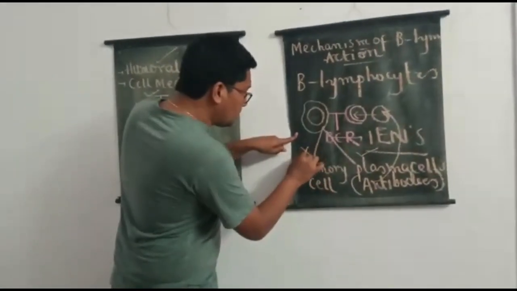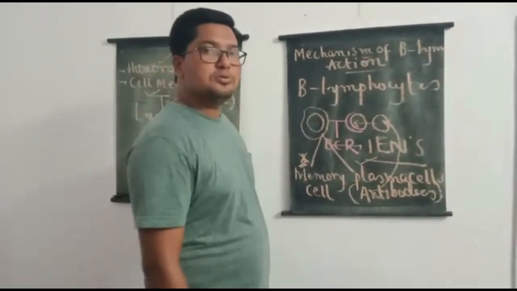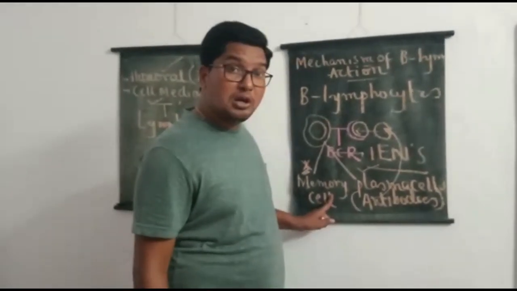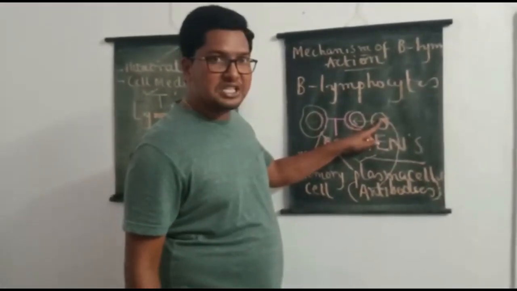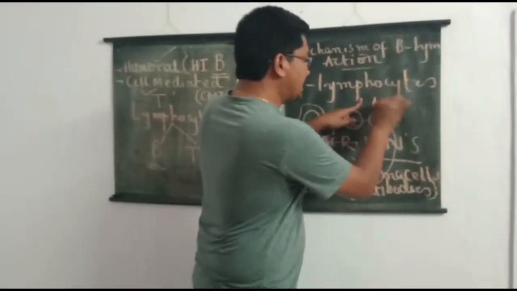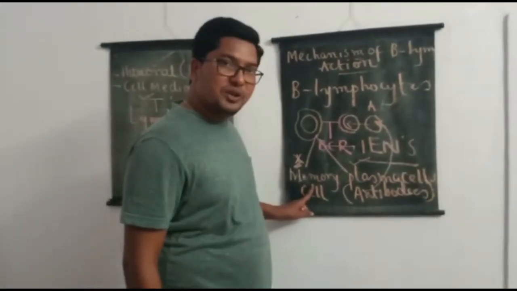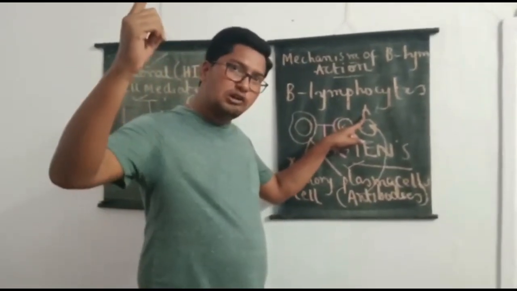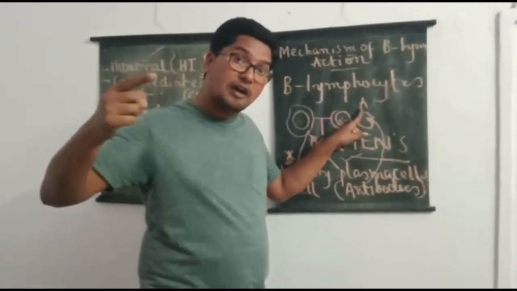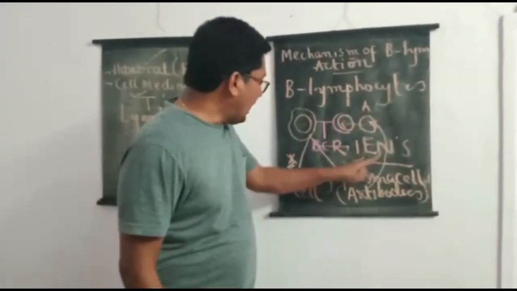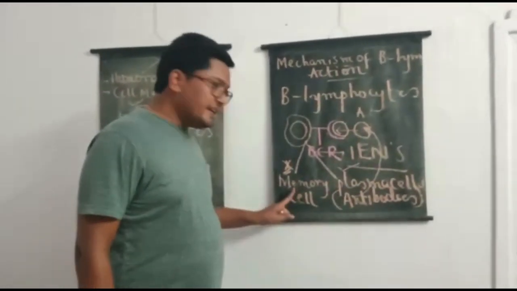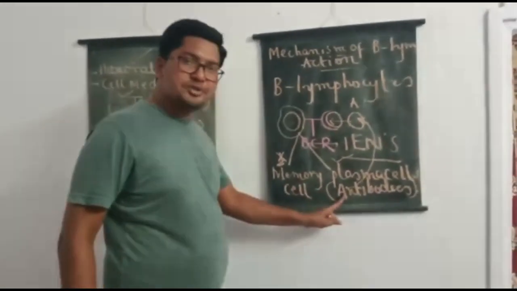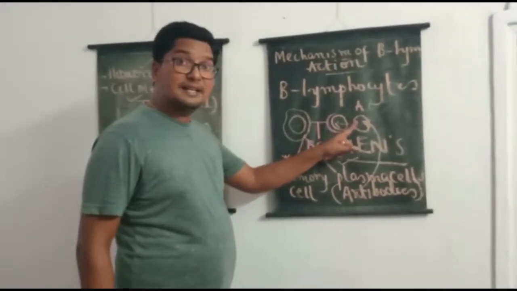And then what about these memory cells? Memory cells do not show any function in the first exposure, but they generate immunological memory against this antigen. Let me consider this antigen as A. Now these memory cells will generate memory against antigen A. So if the same antigen A enters your body or affects your body for the second time, all this process is not required. Memory cells are already there. Immediately they get transformed into effector cells. They produce the antibodies, and antibodies tackle the antigen.